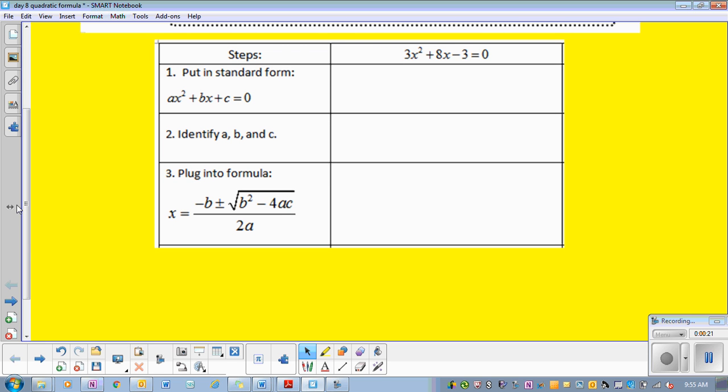There are 2 problems, right? We're going to start with the one on the left. Okay? All right, so this problem, 3x squared plus 8x minus 3 equals 0. Your first step should always be put it in standard form and make it equal to 0. Is it? Yes. So we just copy it over.